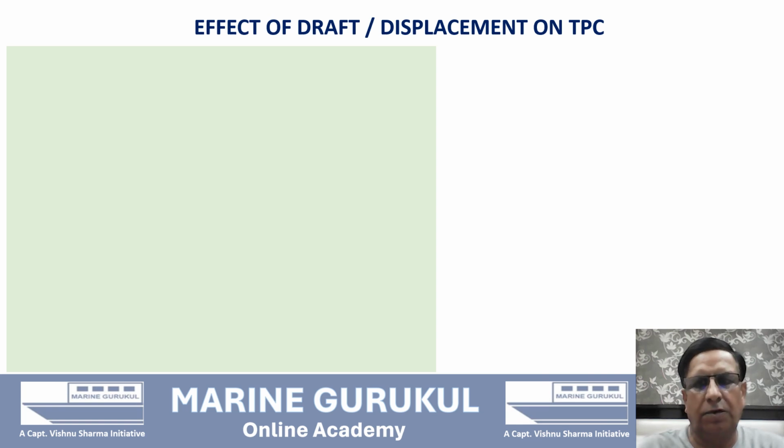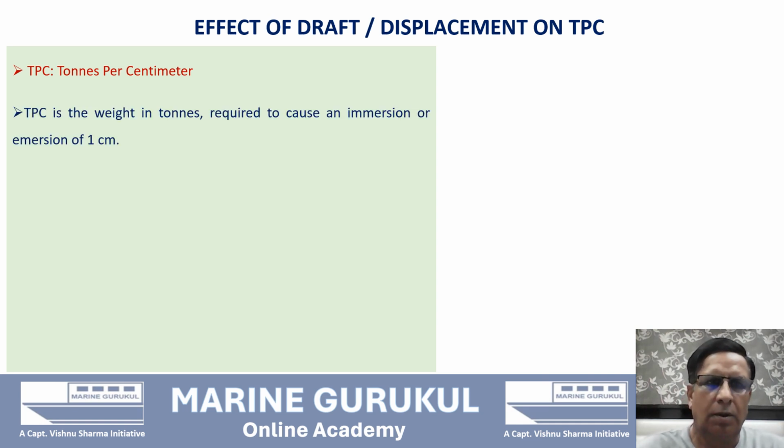Effect of draft or displacement on TPC. What is TPC? Tons per centimeter. What does it denote? It is the weight in tons required to cause an immersion or emersion of 1 centimeter.